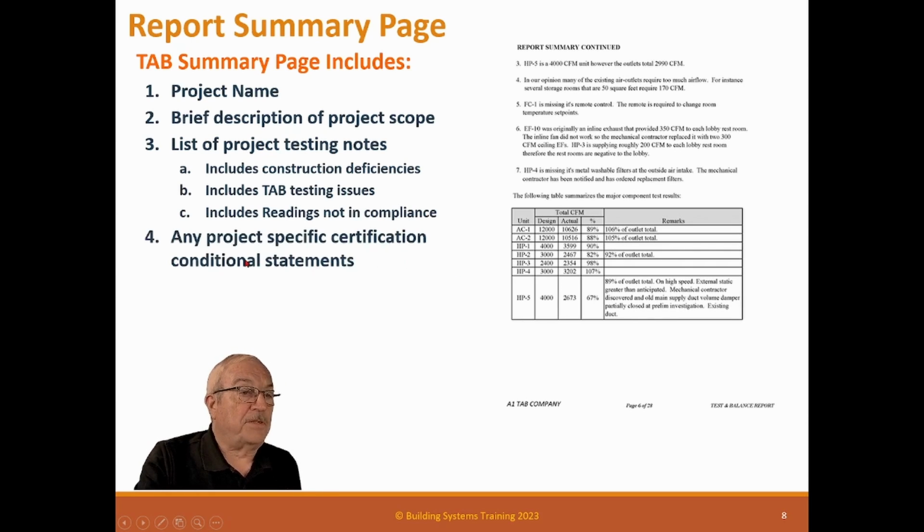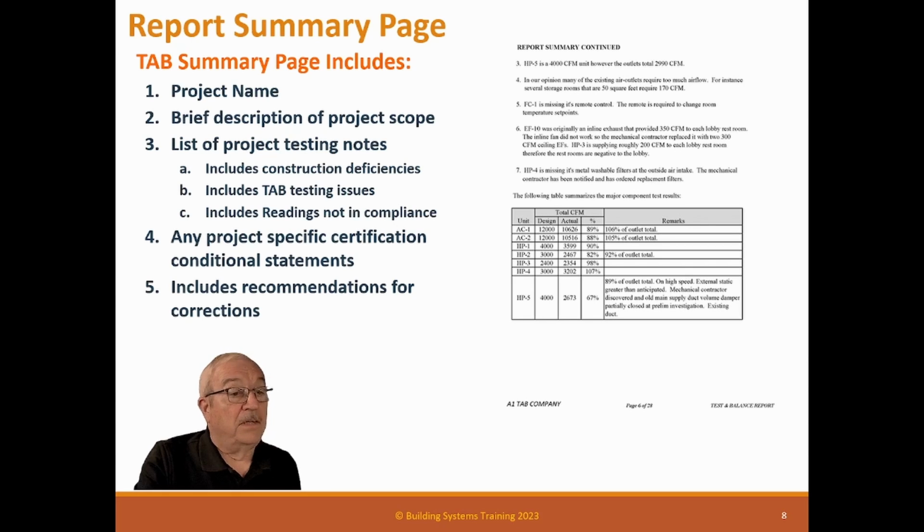Any project-specific certification condition statements. So if there's anything that prevented you from getting the flows and pressures that you were required to get, you need to lay it out here in your executive summary. It includes recommendations for corrections. If you couldn't correct it, you need to tell somebody how to correct it. And of course, the page number is really important. This has a page number because this is the section the contractors would like to not include in the report. A lot of them feel it makes them look bad, but it doesn't really, because we expose this to them. If they choose not to correct it, that's their problem, not my problem. So anyway, that's something that can get touchy.